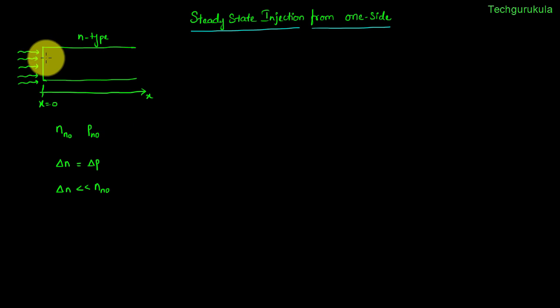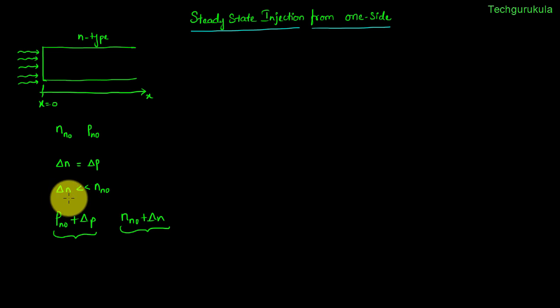So in that case, because at this side the carrier concentration is higher, let's say the carrier concentration at the point x equal to 0 will be Pn0 plus ΔP, the minority carrier concentration, and the majority carrier concentration would be Nn0 plus ΔN. But we can see that ΔN compared to Nn0 is very small, whereas ΔP would be a comparable value with respect to Pn0, because Pn0 is a minority carrier concentration.